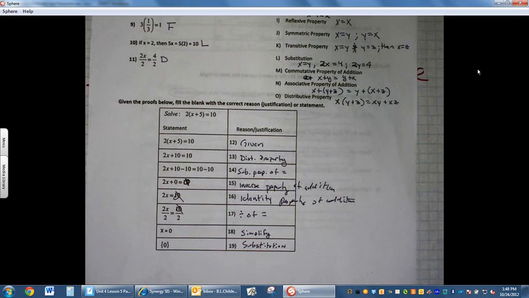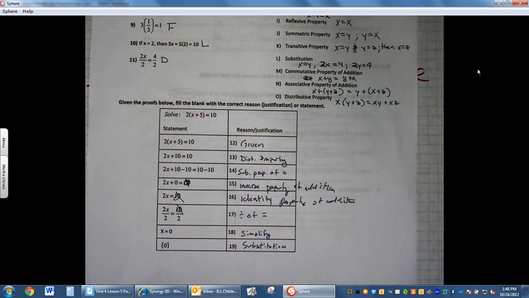For the first proof, the answer for number 12, that was given, right? That was the first number 12 that was given. Number 13, you distributed the 2 and the 5, the 2 to both the x and the 5, so it'd be the distributive property. You're subtracting 10 from both sides, that's the subtraction property of equality. And that's easy to remember, that you subtracted is equal.